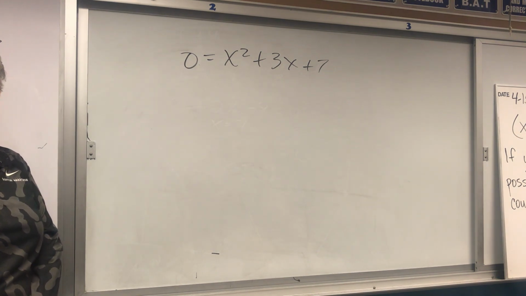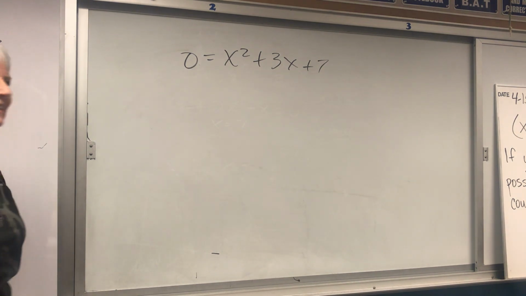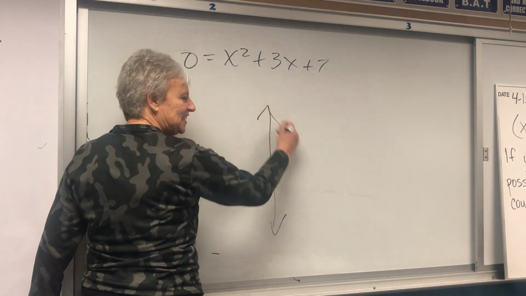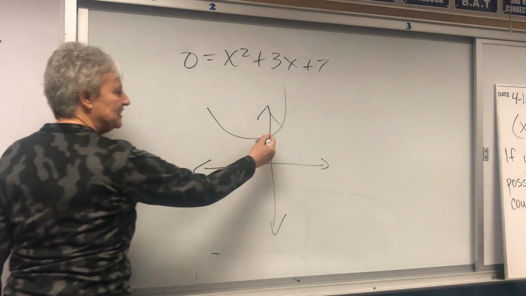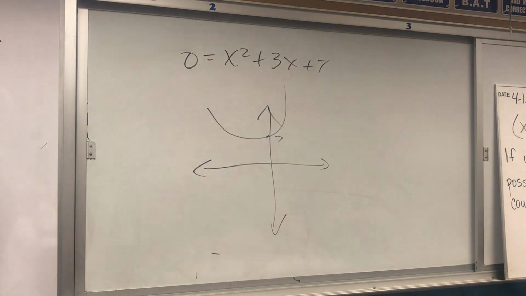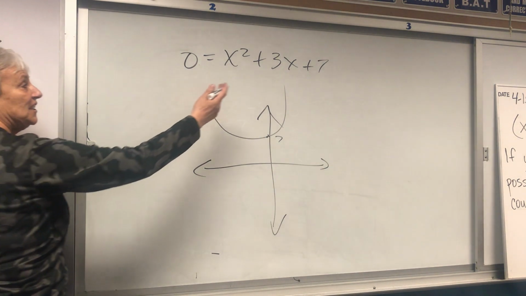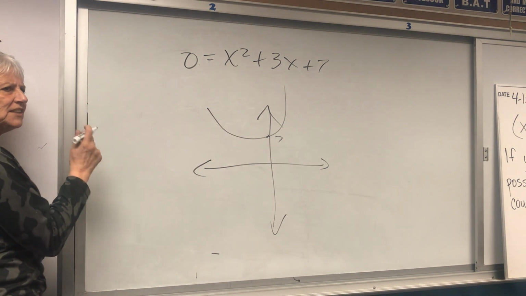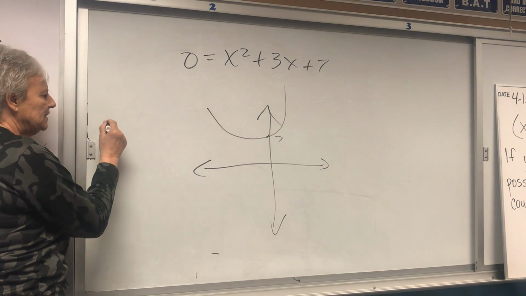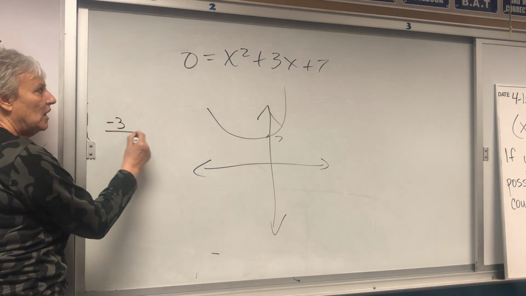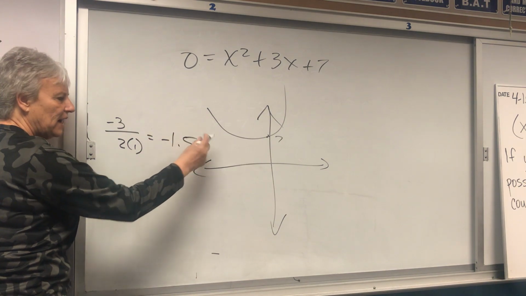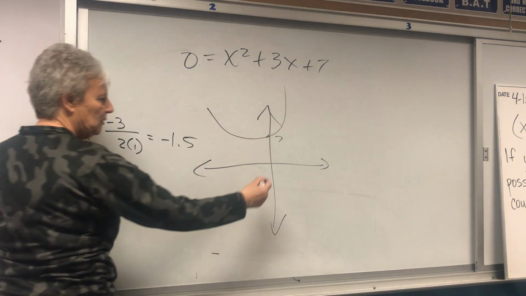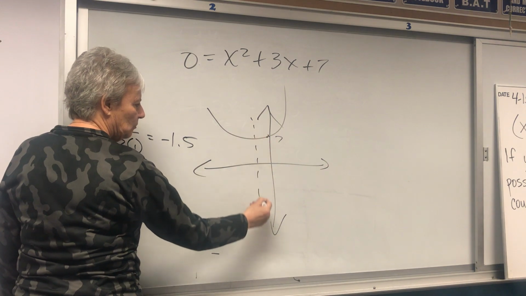Pretty sure you can't. You know why? Because it doesn't cross the x-axis. It's up here somewhere at 7. Okay? Now, the axis of symmetry, let's review that real fast because you have to do one of those on homework. It's the opposite of b over 2a, -1.5. Okay, so that would be somewhere here.